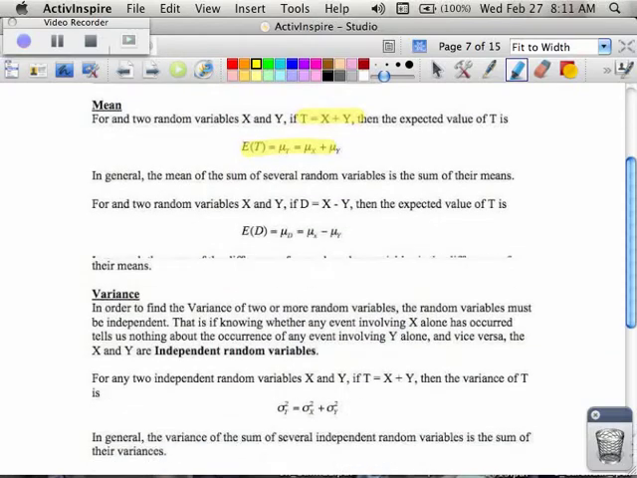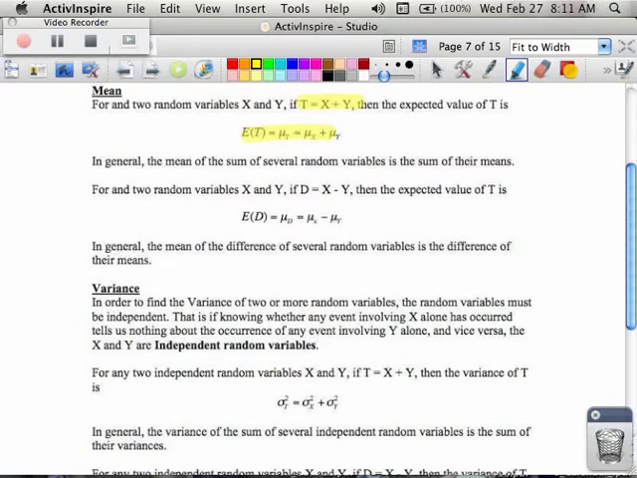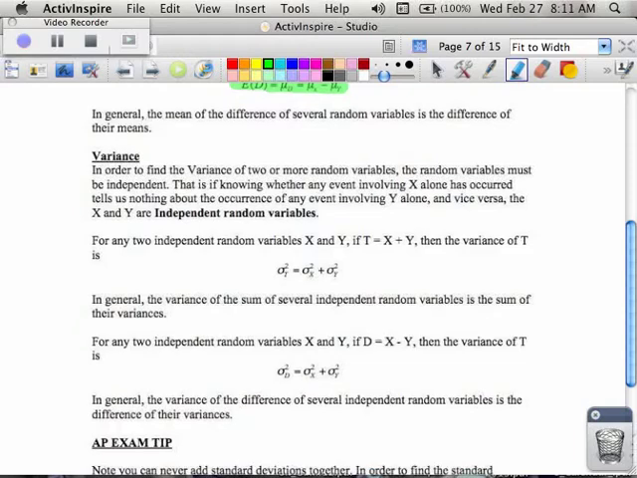Super difficult. If you are subtracting with a new variable, subtract the means. In the variances, if you're adding two variables, you add the variances. And if you're subtracting, they say that you subtract, but really in the end it still comes out to be adding, because you're squaring. So just remember with variance, you're adding.